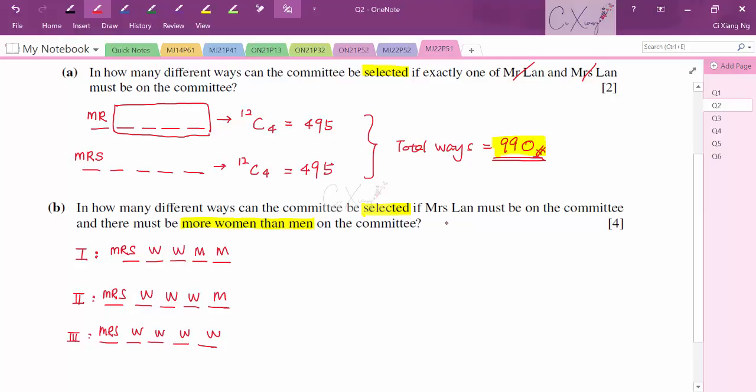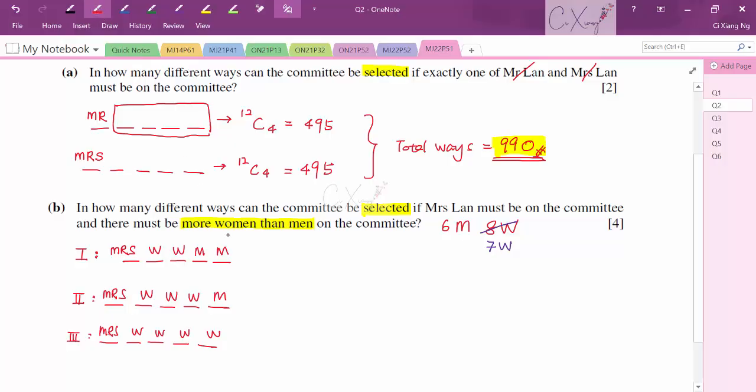Okay, so originally I'm having 6 men and also 8 women. Mrs. Lan is already in the committee, therefore I want to reduce 1, become 7 women in total. And for the men, you want to exclude Mr. Lan from being selected. Sorry, so we actually can include Mr. Lan in the selection, right? So I will just keep it as 6.